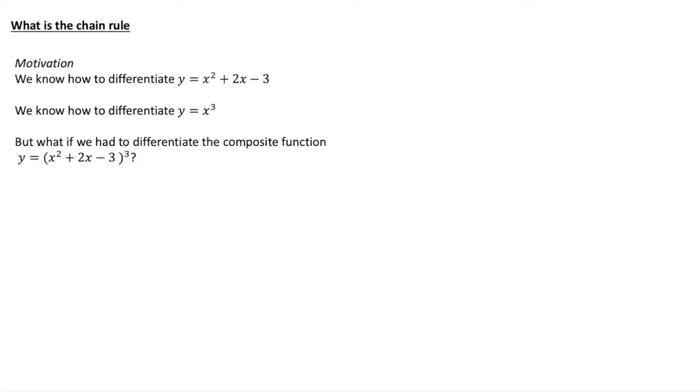So, what is the chain rule? We're going to look at the motivation, so why we want a chain rule, or function of a function rule. Now, we know how to differentiate x squared plus 2x minus 3, and we know how to differentiate x cubed. What if we had to differentiate the composite function x squared plus 2x minus 3 all cubed? This is using the example we've looked at with numbers, but now looking at it as functions. So we're putting our function g and making f, which is the x cubed, act upon it.